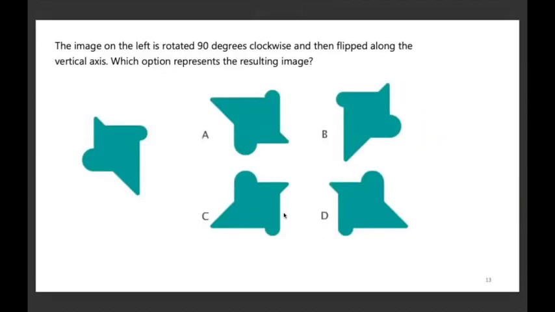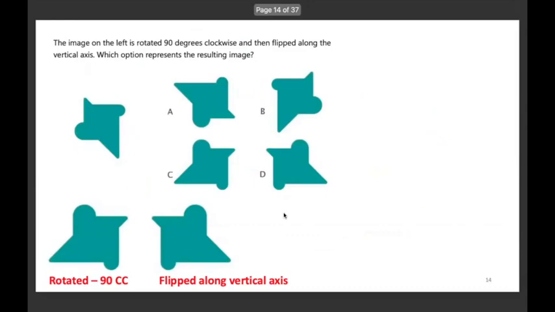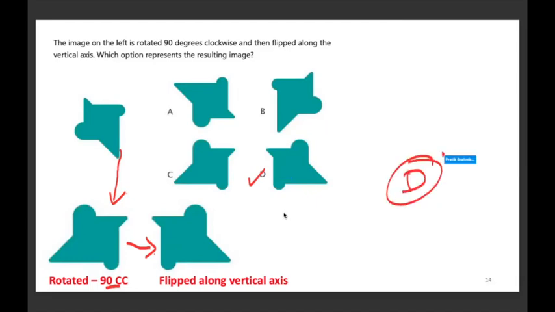The image on the left is rotated 90 degrees clockwise and then flipped along the vertical axis. Which option represents the resultant figure? So we are given here this figure, which transforms to when rotated 90 degrees becomes like this, and then further flipped along vertical axis looks like this. Henceforth, D is the correct answer. We'll move to the next one.